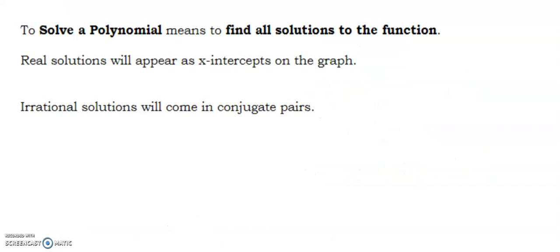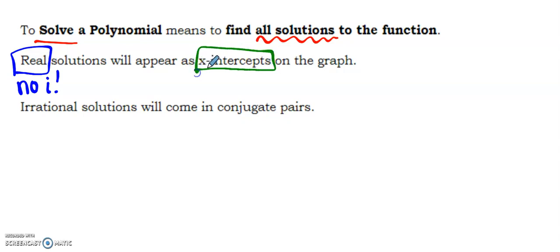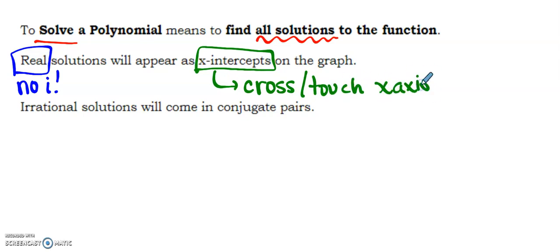All right, so again, to solve a polynomial, that's our goal for today, means to find all solutions to the function. If your solution is a real number, so no i involved, then you are going to see an x-intercept on the graph, which means you will cross or touch the x-axis, which we'll talk about a little more.